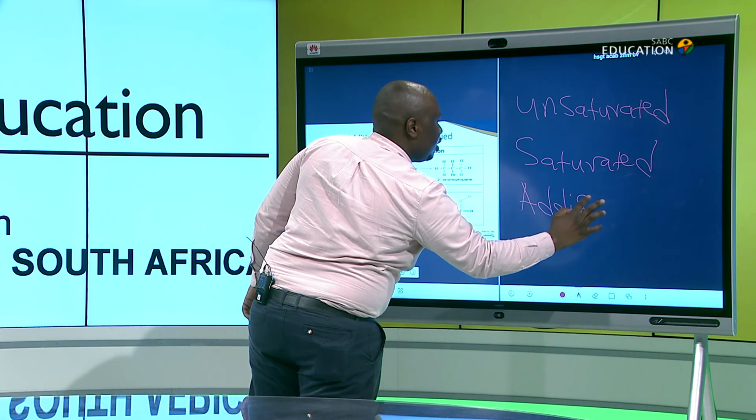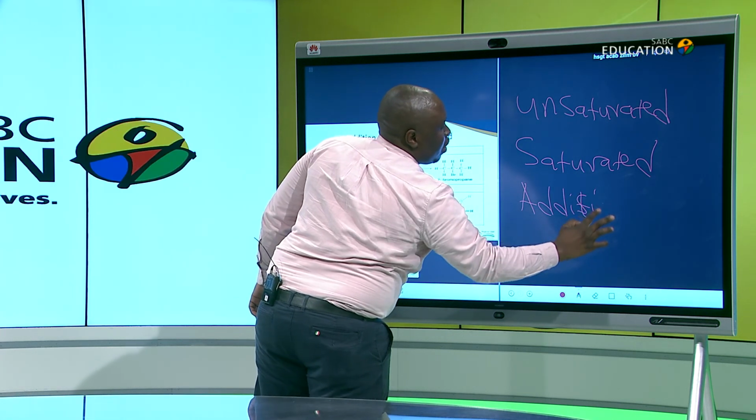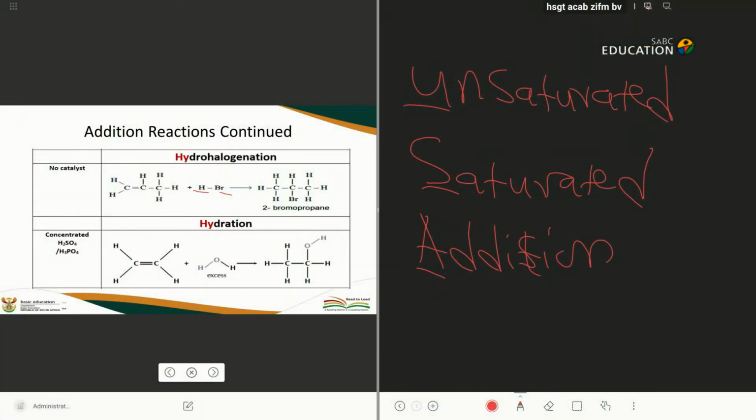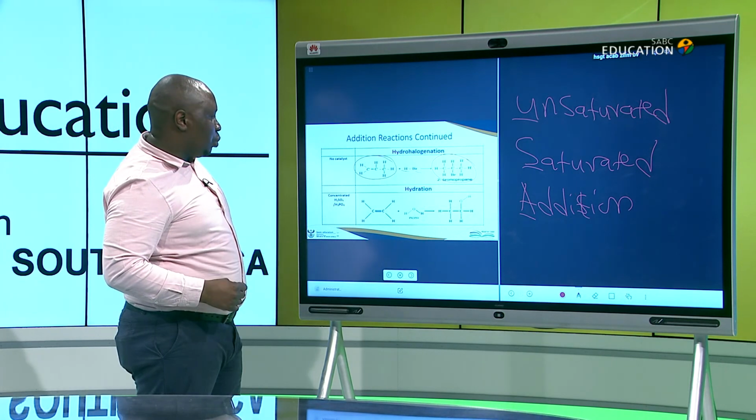So in short, USA. When you want to remember addition reactions, you know it's unsaturated that reacts to form saturated. You can see that the product is saturated now. There are no more double bonds. It's saturated, single bonds only.